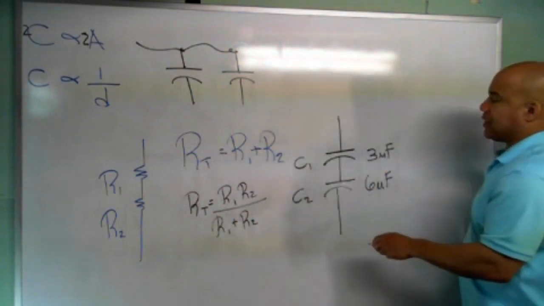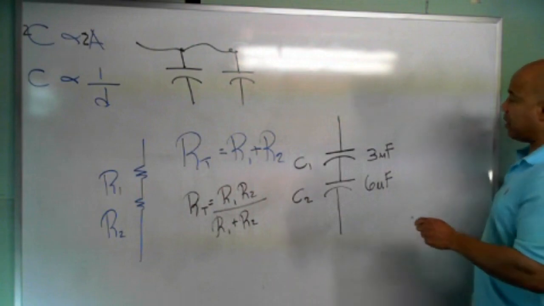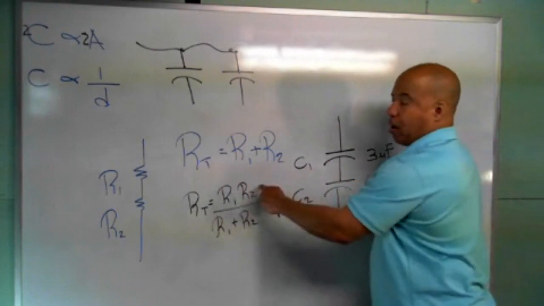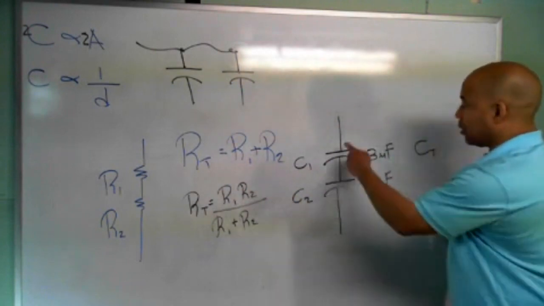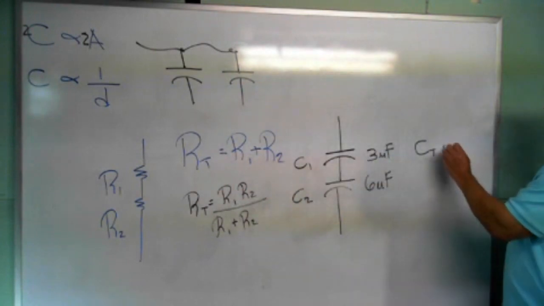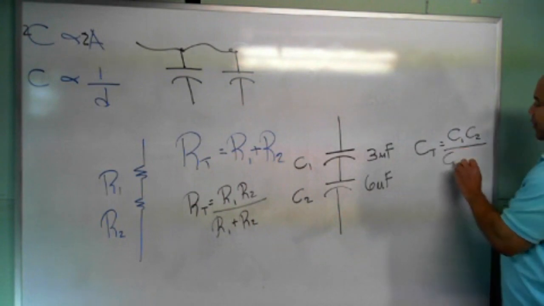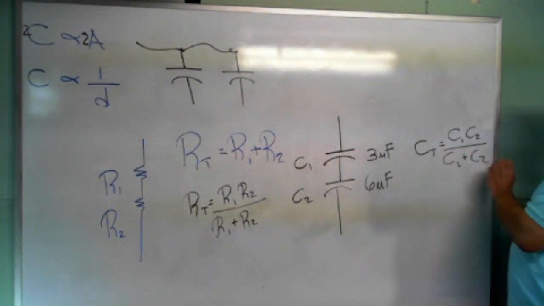Well, capacitors in series act like resistors in parallel. So to find the total capacitance, I'm just going to change all my R's to C's. The total capacitance for this series circuit will be C1 times C2 over C1 plus C2.